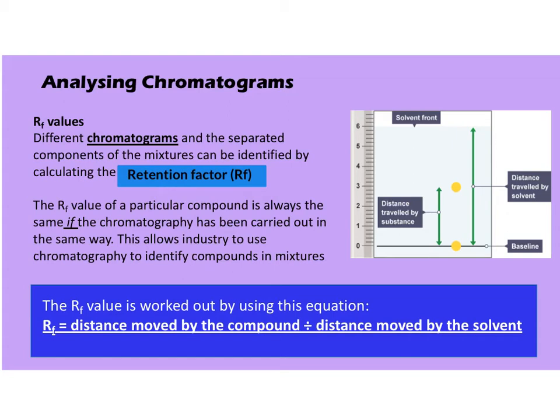The equation we use to calculate the RF value is the distance moved by the compound divided by the distance moved by the solvent, which we also call the solvent front. So as you can see in this picture, the small green arrow shows the distance travelled by the substance, the yellow dot has moved from 0 to 3, and the distance travelled by the solvent is shown by the big green arrow, it's gone from 0 to 6. So we would divide these numbers to find out our RF value.